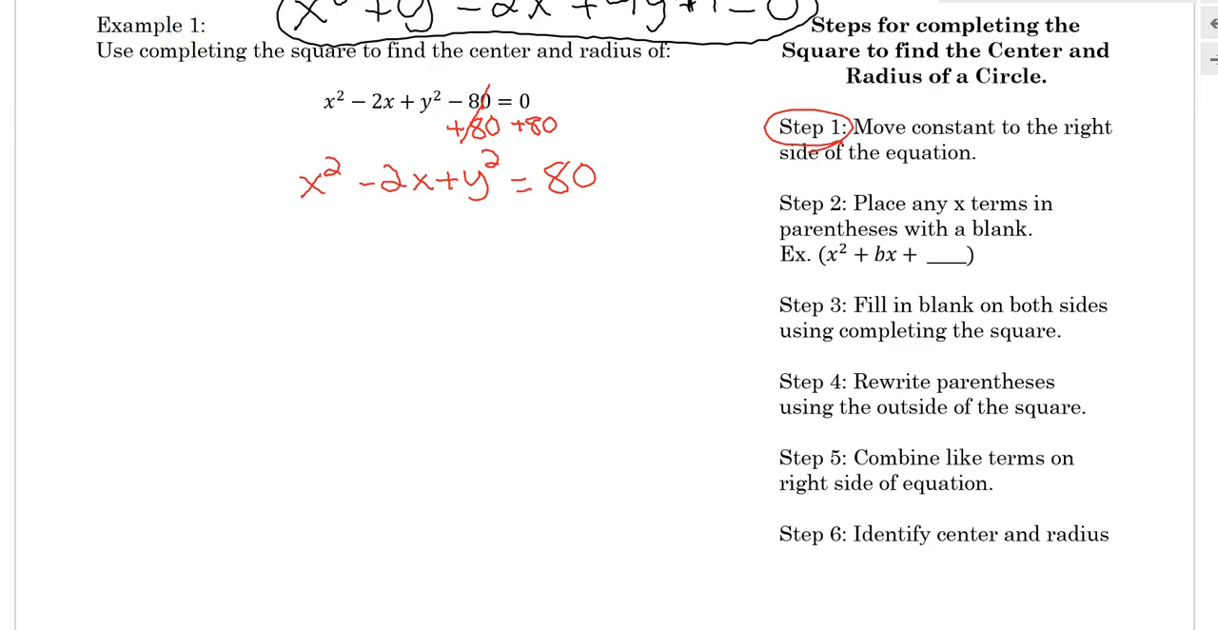Right, place any x terms in parentheses with a blank, like this. So here are my x terms, x squared and negative 2x. So I have x squared minus 2x plus some blank. I still have to have that y squared equals 80 plus blank. Anything I do to one side, I have to do to the other. Again, this should seem somewhat familiar. We have done this before.